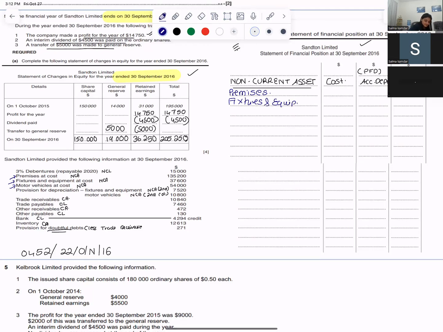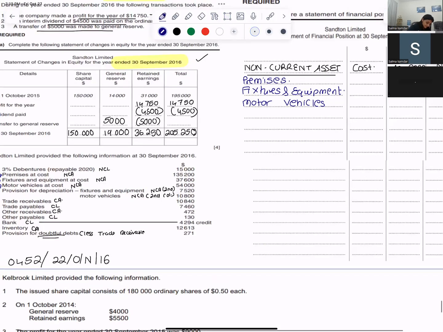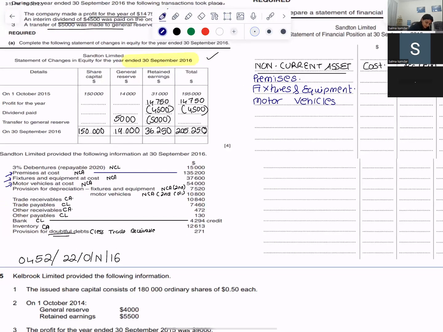Premises, I have fixtures and equipment and motor vehicles. Okay, premises, what is the cost that is given to us? 135,200. So I'll write that. Fixtures, what is the cost that is given? 37,600. Motor vehicle, 54,000.